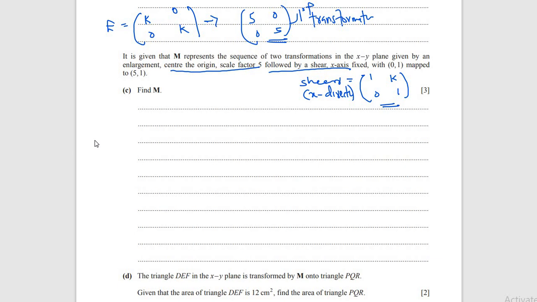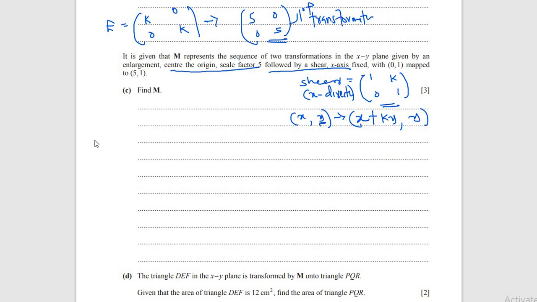So shear in x direction simply means, logically, that when you have a coordinate (x, y), the x value changes, increases by a factor of k. That will be x plus ky. The y coordinate will remain the same. This is the meaning of shear in x direction.